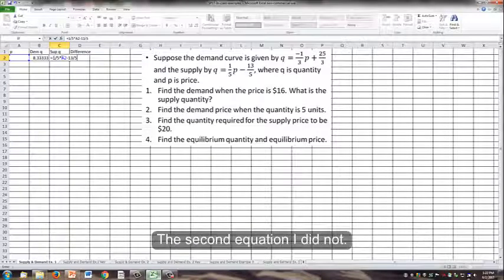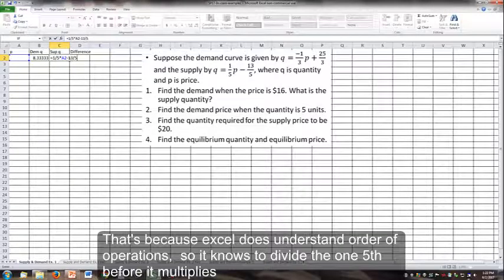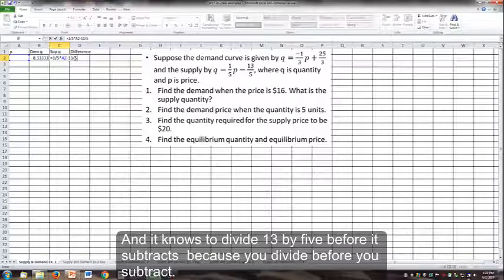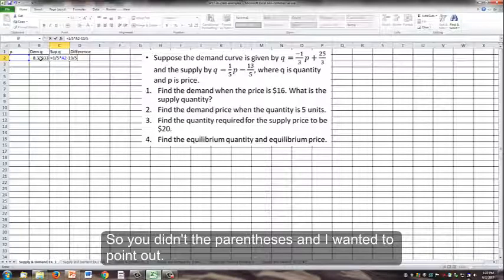And just very quickly, I wanted to show you that the first equation I used a bunch of parentheses. The second equation I did not. That's because Excel does understand order of operations, so it knows to divide the 1/5 before it multiplies by A2, because you use division and multiplication from left to right. So it understands that, and it knows to divide 13 by 5 before it subtracts, because you divide before you subtract. So you didn't need the parentheses, and I wanted to point that out.